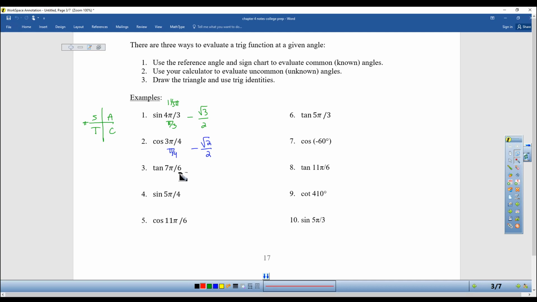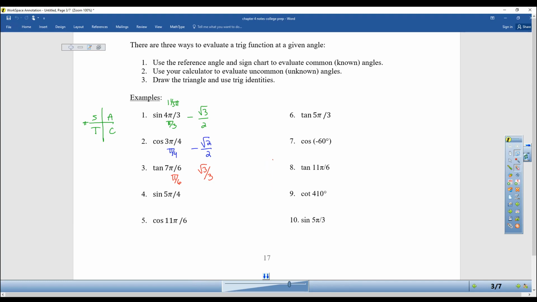Tangent of 7 pi 6. The reference angle is pi 6. I look on my chart and I see that tangent of pi 6 is the square root of 3 over 3. And for people that are trying to memorize it, I'll just tell you how I do that. Tangent of pi 6 is square root of 3 over 3, and tangent of pi thirds is square root of 3. And the way I memorize that is the 3 and the 3 is needed to make the 6, where at pi thirds there's just 1 3. I don't know if that'll help you, but that's how I have them memorized.